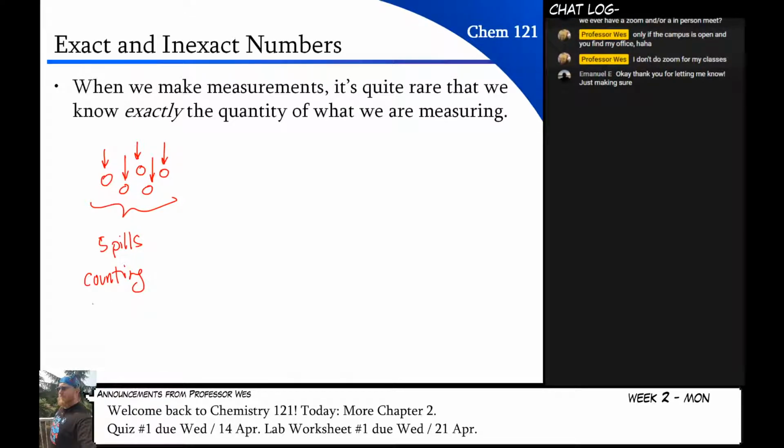If I'm counting something, and I'm counting correctly, there is no chance for error. What that means is my answer is going to be exactly 5. It's not going to be 4.999. It's not going to be 5.01. It's going to be 5. And so we're going to define something that has no error at all as an exact number. When I say no error, I mean absolutely no error.